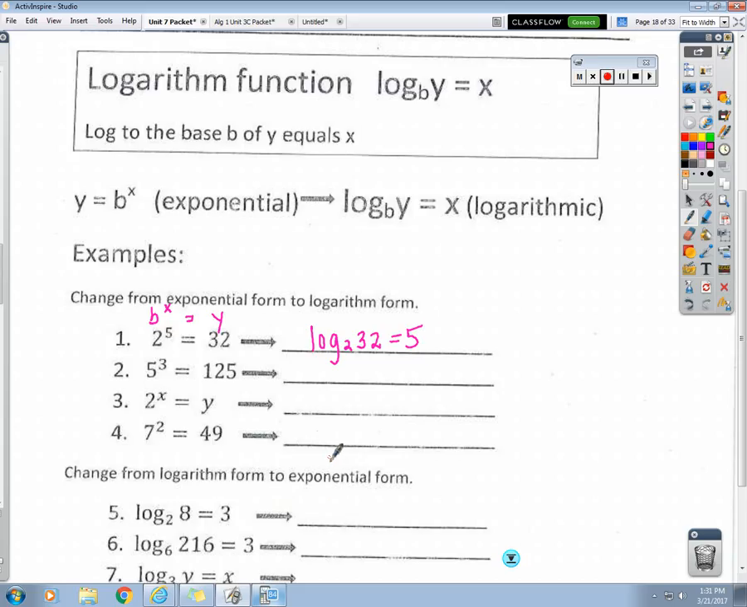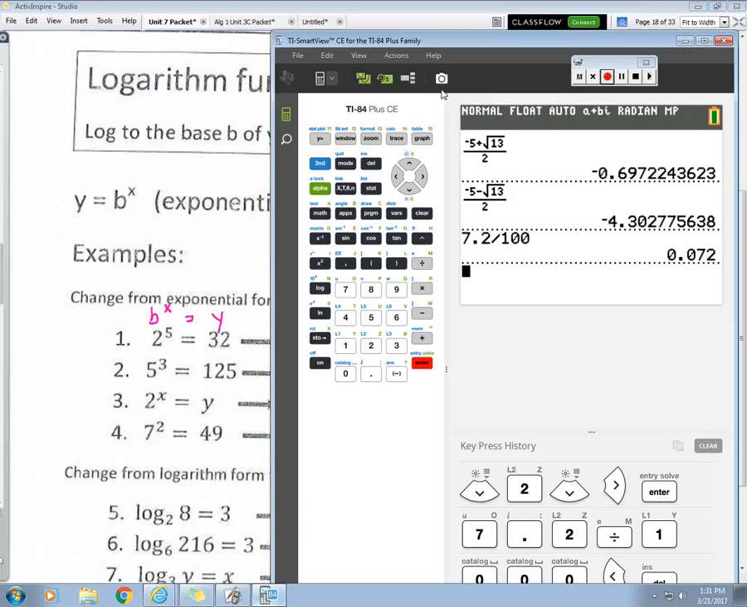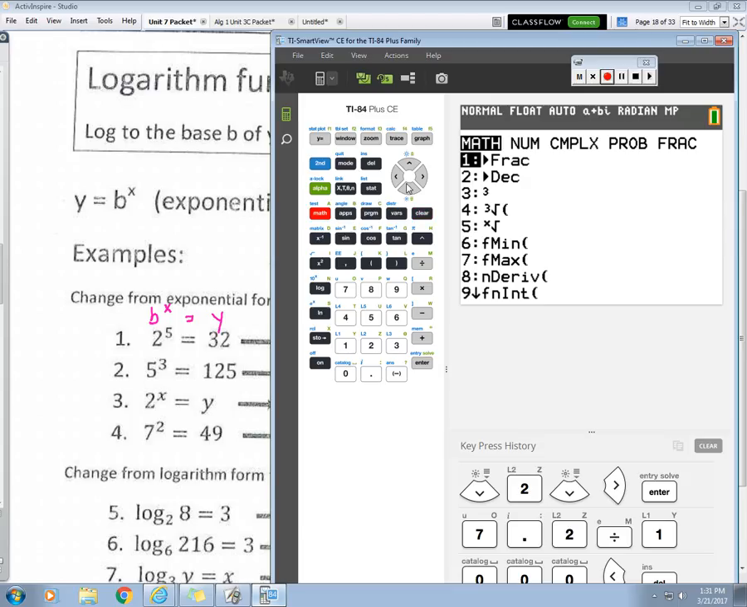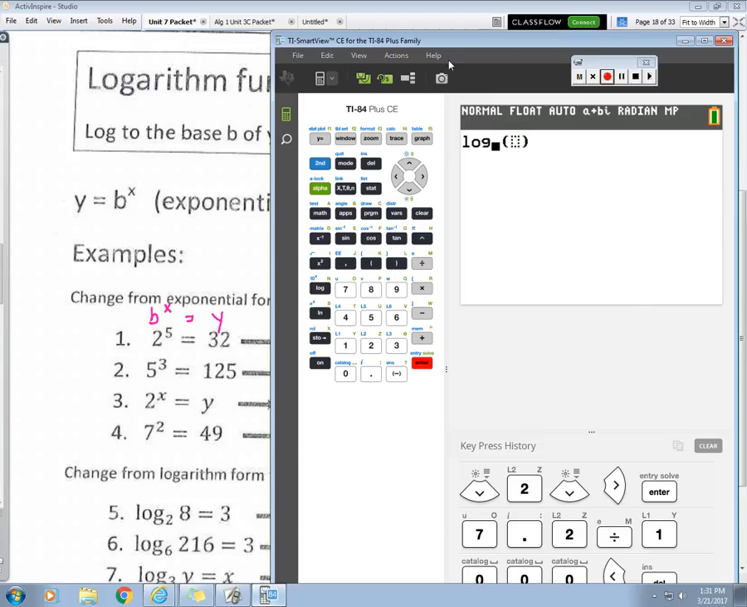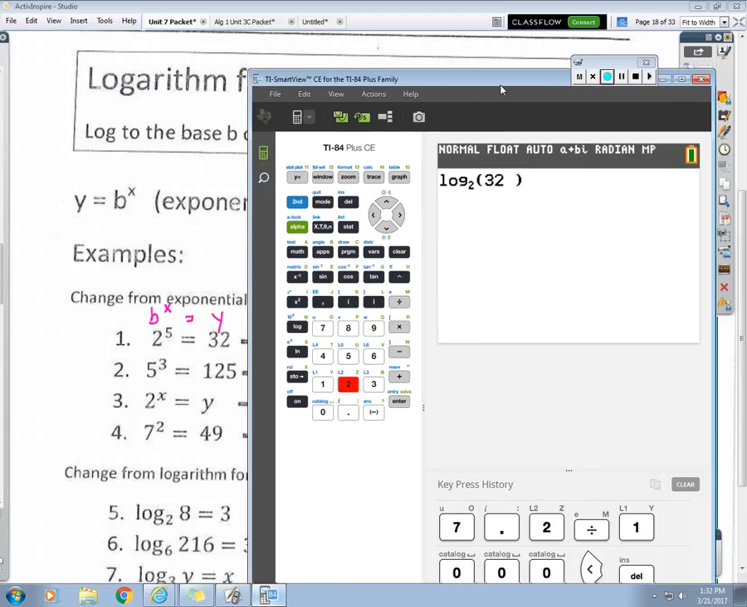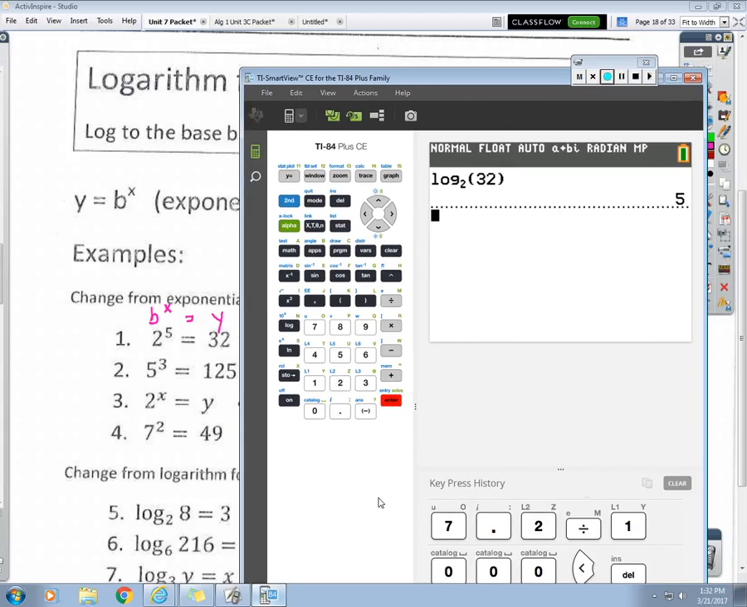Now, you can also check to make sure you did it right. Watch how I can check this. If I go to math, and then I go to log base, which we learned the other day when we were graphing these, and I type in 2 in the base, and then 32 inside parentheses, on my paper, I say that this equals 5. Let's see if the calculator confirms that. It does. That means we rearranged it correctly. It still makes sense mathematically.